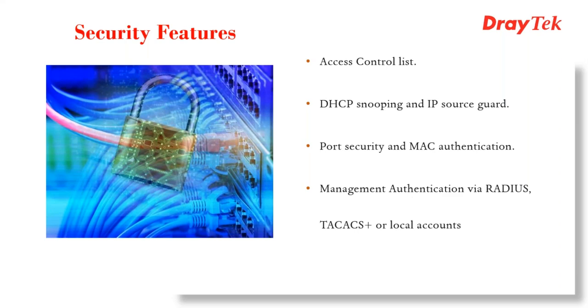An IP source guard can be used to protect against address spoofing. You can also control access to the LAN ports of the switch through a RADIUS server. This can be used to authenticate a device that connects to the switch port before it's allowed to connect to the network. You can control login to the switch management with the switch's own internal user account or through a central RADIUS or TACACS server.